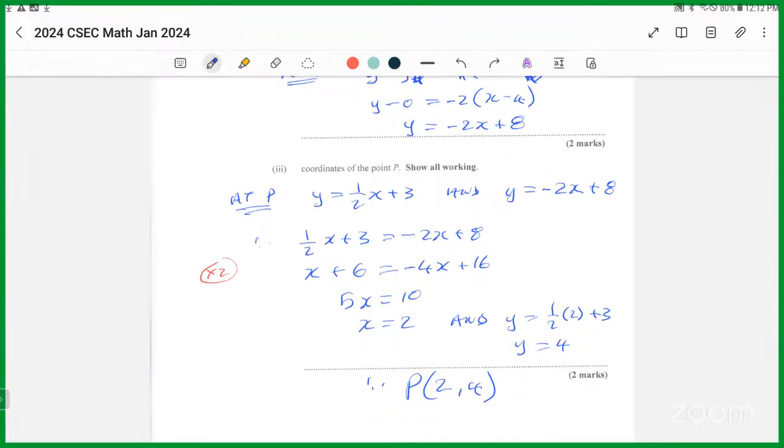Solve the two equations simultaneously. P is the point where the two lines meet.